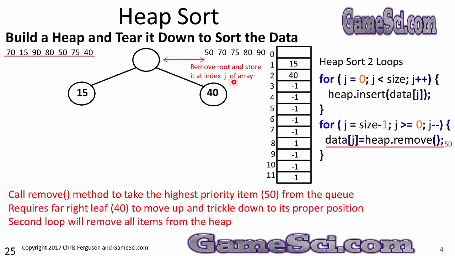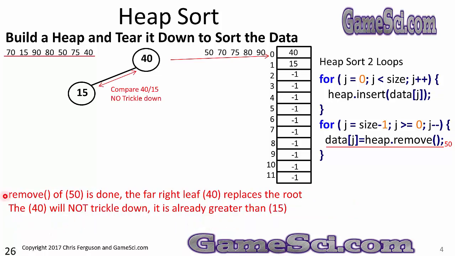You always take the last item in the heap and move it up to the root. The second loop will remove all items from the heap, and we're getting close to having that done. Remove of 50 is done. The far right leaf 40 replaces the root. Boom. 40 was here, it moved up to that position. The 40 will not trickle down. It's already greater than 15. When we compare 40 and 50, no trickle down is needed.